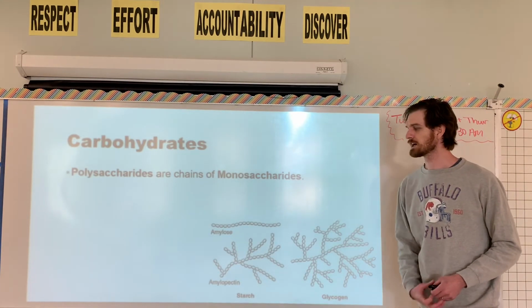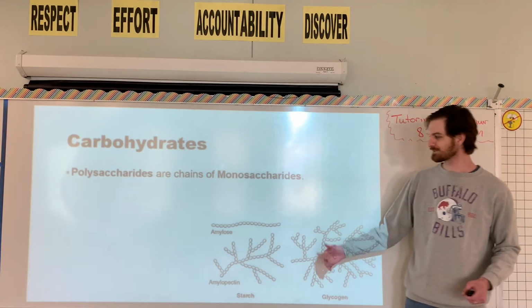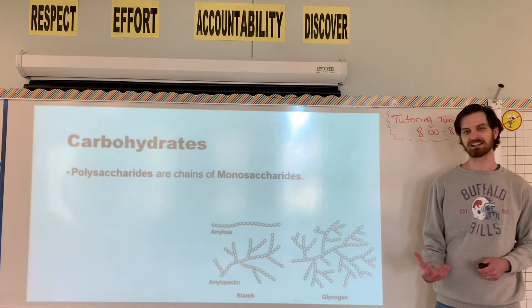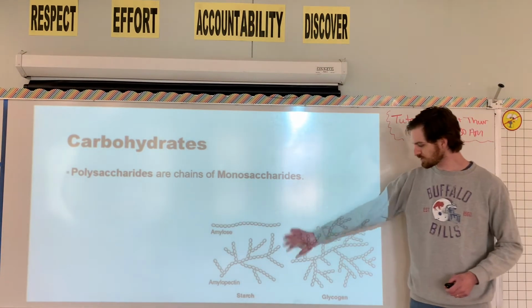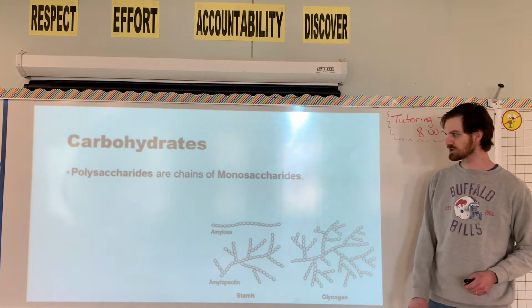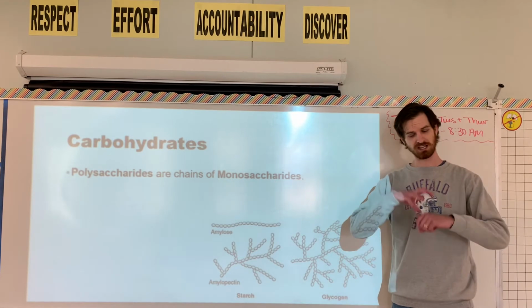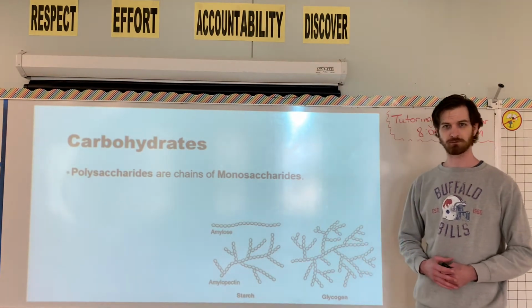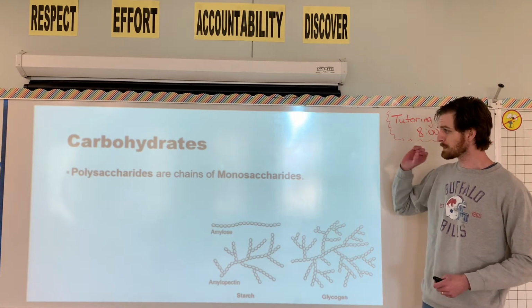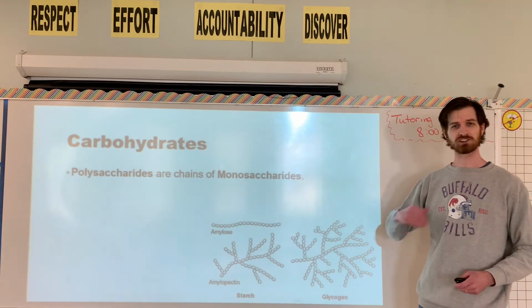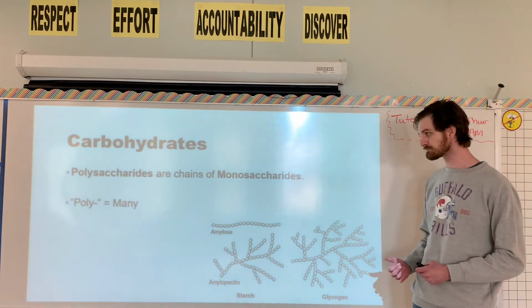Now, these hexagons can be kind of arranged differently into things called polysaccharides. So when you have long chains of these, like these starches over here, or glycogen that's in our muscle tissue, or even cellulose that makes up the outside of the cell wall for plant cells as well as bacterial cells, those are going to be polysaccharides, or many hexagons that are put together.